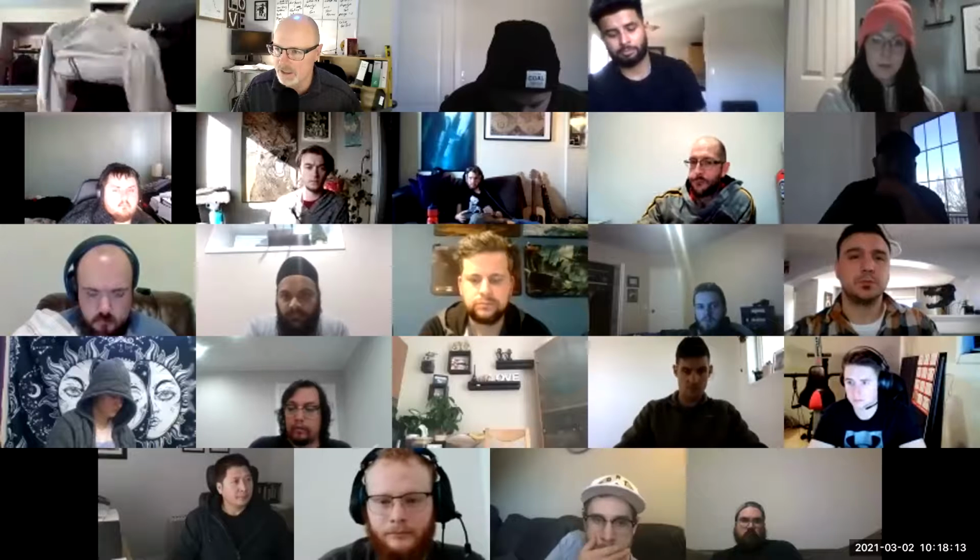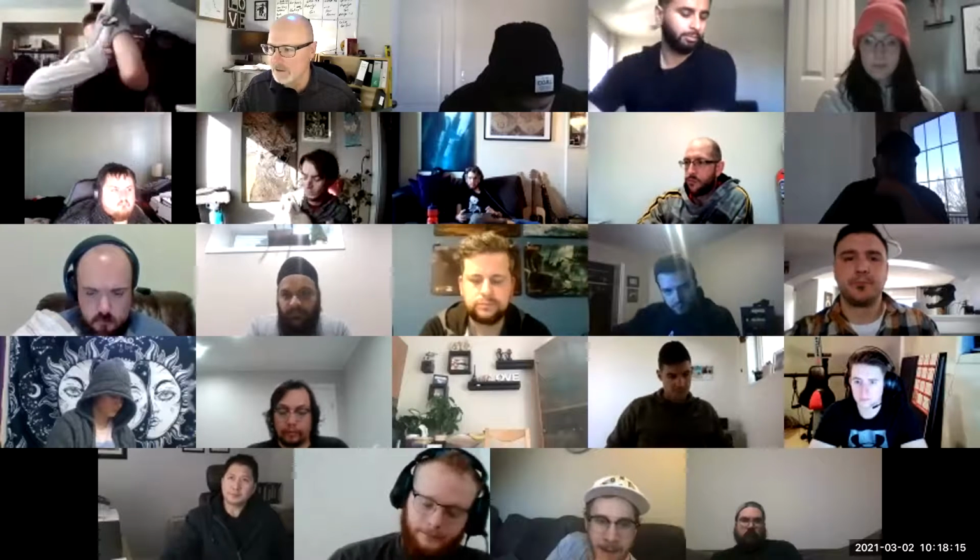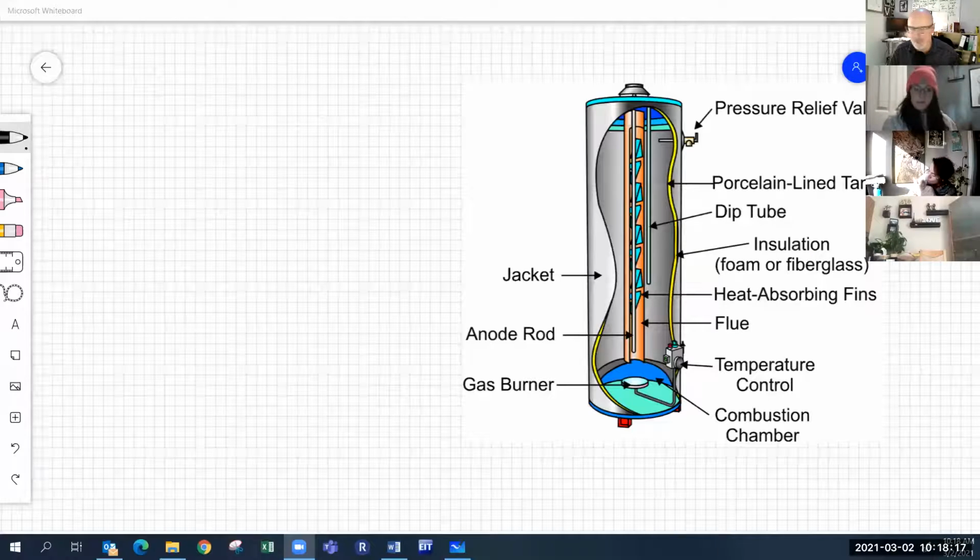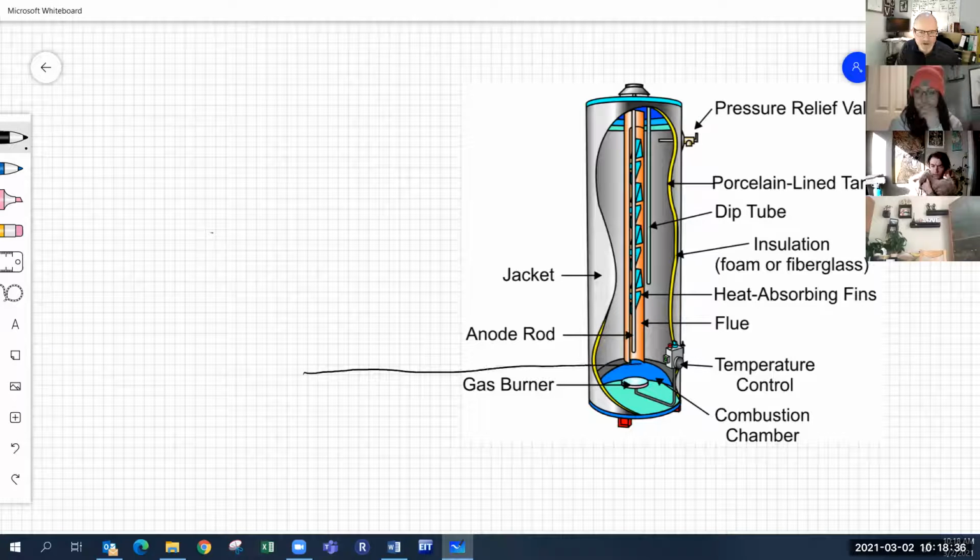Let me share my screen here. Is everybody familiar with that picture? That should be pretty familiar, right? It's a little hot water tank, yes? Okay, so in this scenario, I have my gas line, and the gas line connects down here. If I draw an arrow, it connects to the gas valve right here. Everybody see where my little pen is? That's where the gas line connects to.